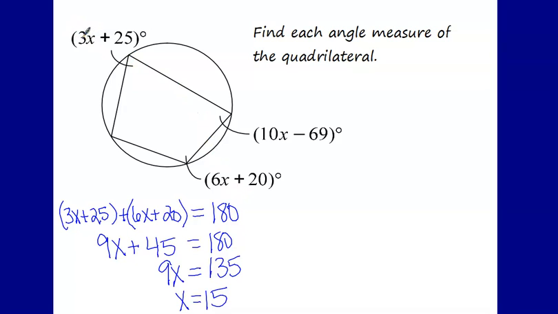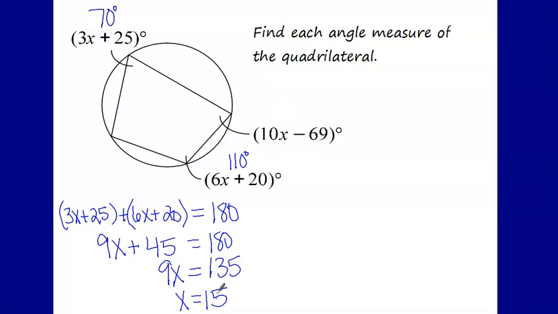So here, if I do 3 times 15, that's going to be 45 plus 25, that gives me 70. Down here, 6 times 15 is 90, plus 20 is going to be 110. And this is good, this verifies what we were doing here. 70 plus 110 does equal 180 like it was supposed to, so that's good.